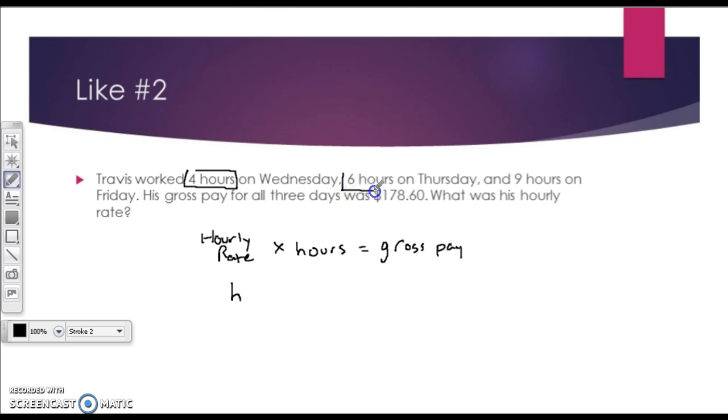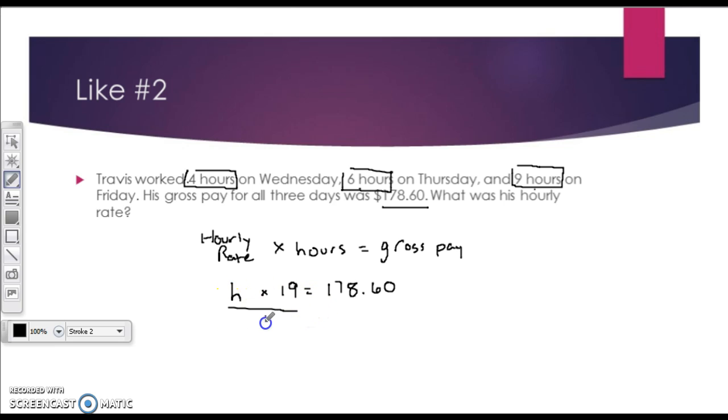All right. And then 6 hours, and then 9 hours. So to find the total number of hours, I'm just going to add those together. 4 plus 6 plus 9 tells me that he worked 19 hours. His gross pay was $178.60.